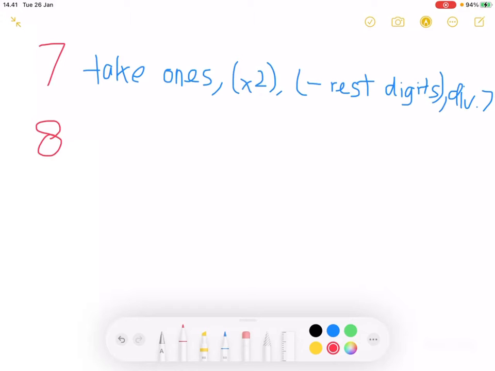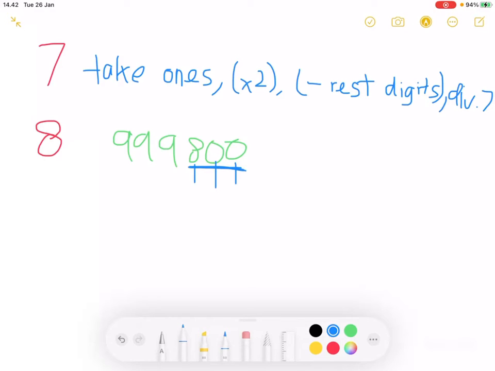8 is a pretty tricky one to test out. So let's say we're given a large number, 999,800. So the only thing you need to do is to take the last 3 numbers. So in this case, we take the hundreds, the tens, and the ones digits.